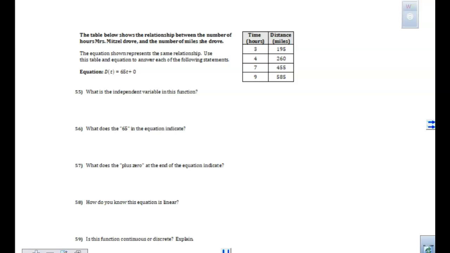So it says below, Ms. Mitzel is talking about the number of hours that she's driving. They give us this equation, they give us this table. What is the independent variable in our function? Independent is our x, if you think about science when you're graphing. It's kind of what you get to choose. Dependent is what it depends on, that's our y. So anytime you're looking at this, what should I be putting as my independent variable? In this one, time? And we'd say time in hours.